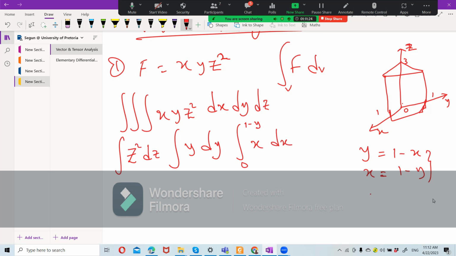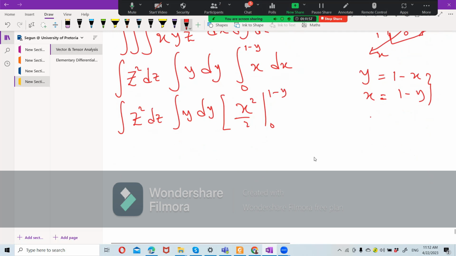The integral of x is x. So I will keep the others constant and integrate this one. So it's going to be z squared dz, y dy. For me to integrate this, what do I have? x squared from 0 to 1 minus y. So if I have x squared with this 1 minus y, I can substitute upper limit minus lower limit. You remember?